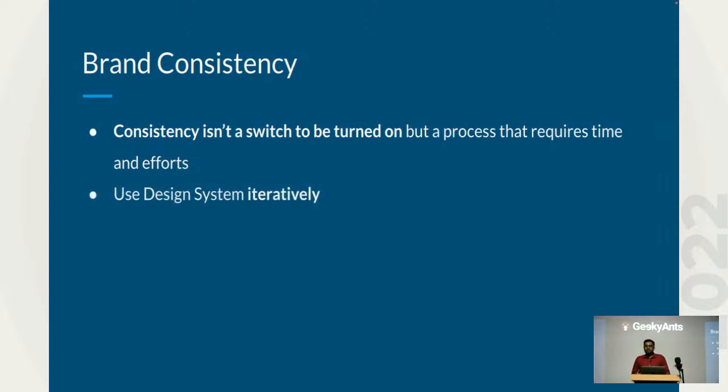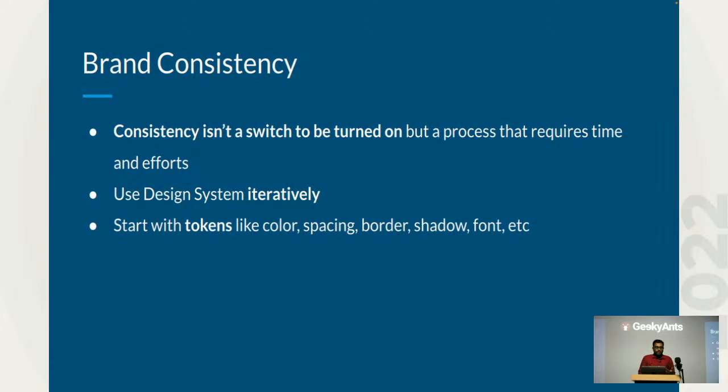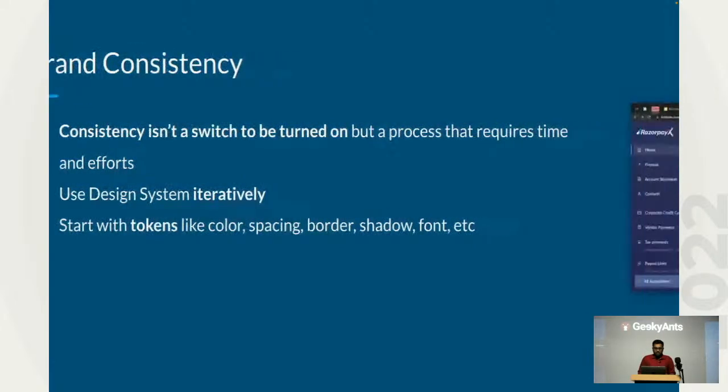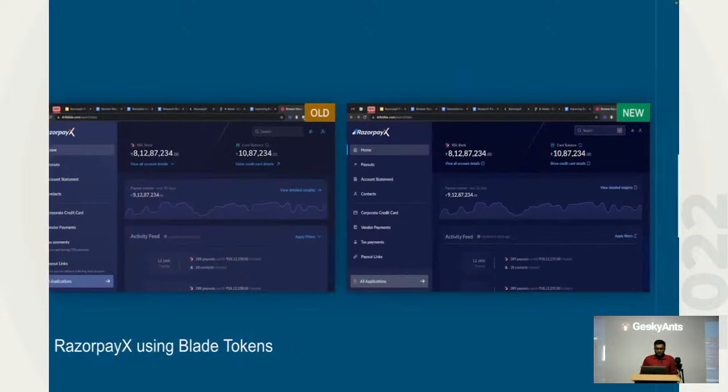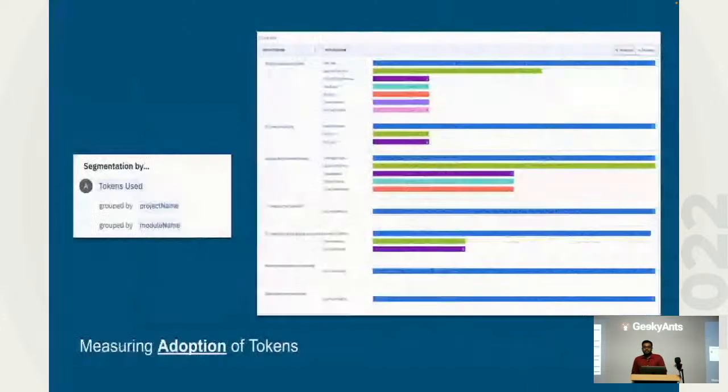So we asked our engineering and design teams to adopt a design system iteratively. We asked them to start adopting tokens like colors, spacing, border, shadow, font, and all of that. As you can see, this was Razorpay X. They were our first adopters for our tokens. The difference is very subtle. They started using our colors. They started using our spacing tokens and font tokens, which meant that now we had to measure the adoption of these tokens.